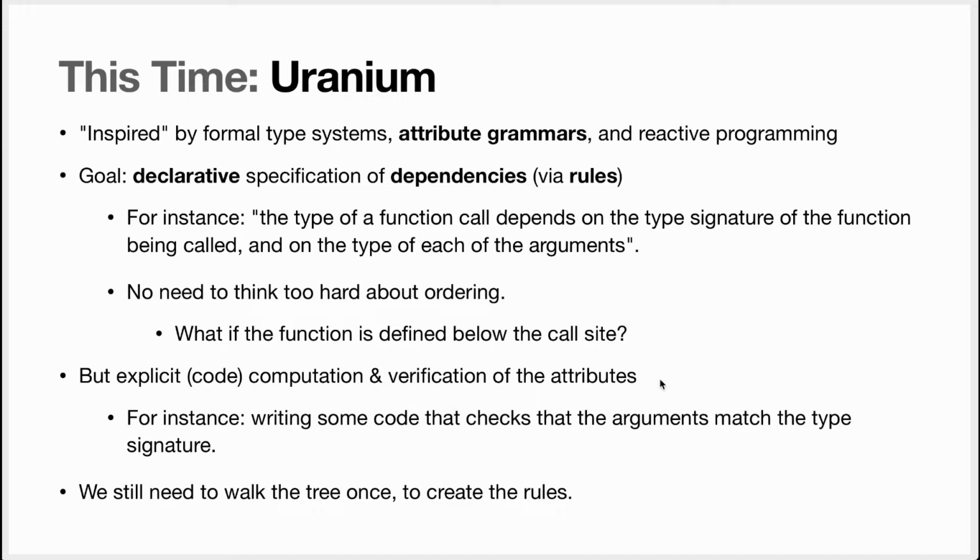However, we have to be explicit about the computation of the attributes and all the various checks that we want to do. So for instance, we need to write some code that checks that indeed the arguments match the type signature of the function. We'll still need to walk the tree once, and the reason we need to do that is that we need to create these declarative rules.